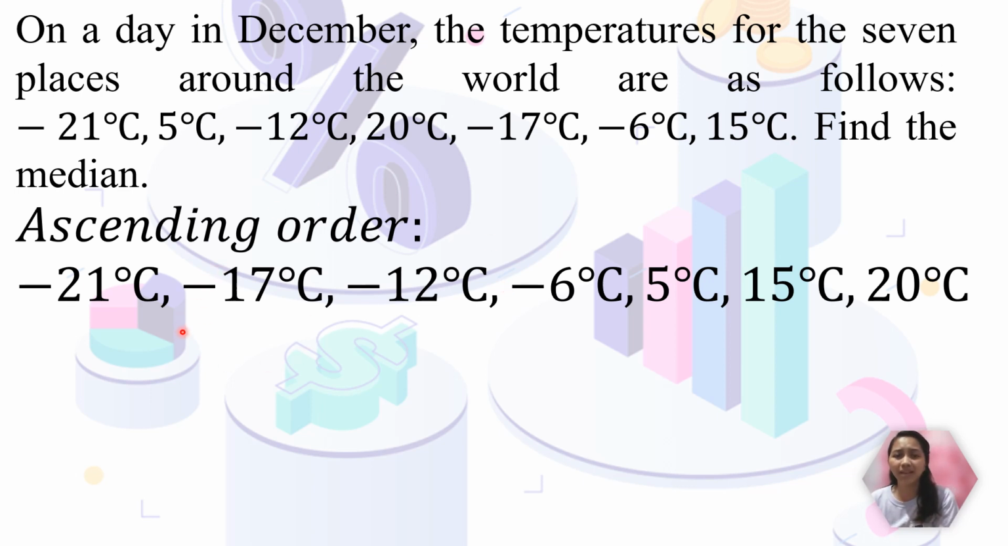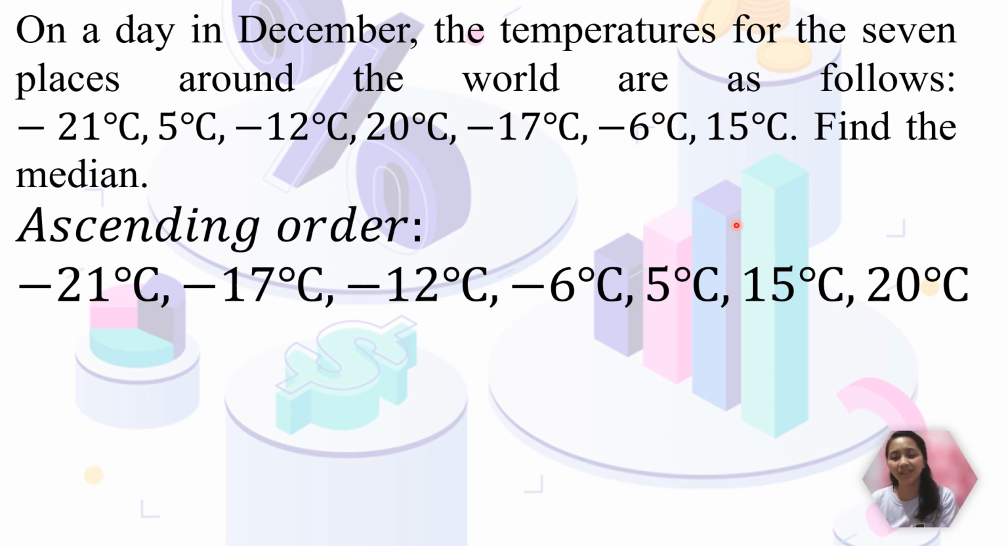Ngayon, paano natin malalaman ng middle? So we need to count how many temperatures do we have. We have 1, 2, 3, 4, 5, 6, 7. Mga anak, kahit huwag na natin itong bilangin. Bakit? Kasi it's mentioned here that we have 7 places. So, yung 7 places na yun, ito yung temperature na meron sila.